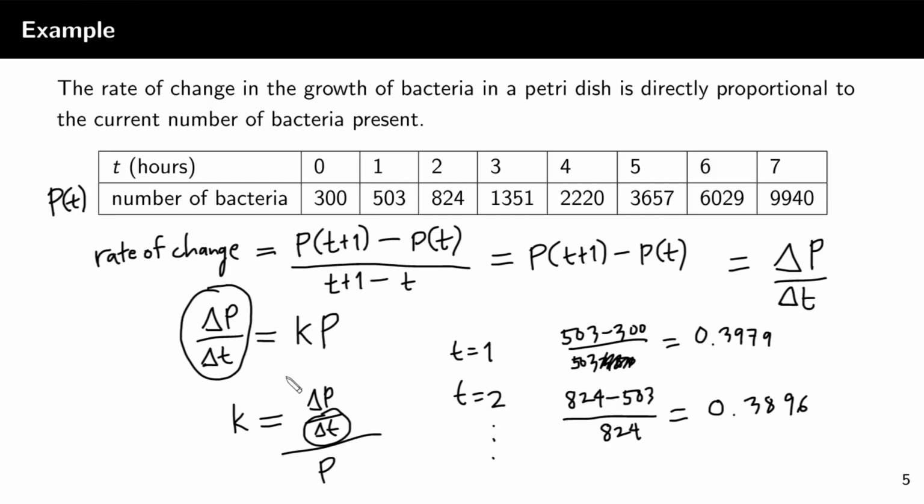And so ito yung na-observe nung biologists natin. Yung value ng K is always close to 0.4. Okay, so K is actually approximately 0.4. So we have delta P over delta T is equal to 0.4 P.